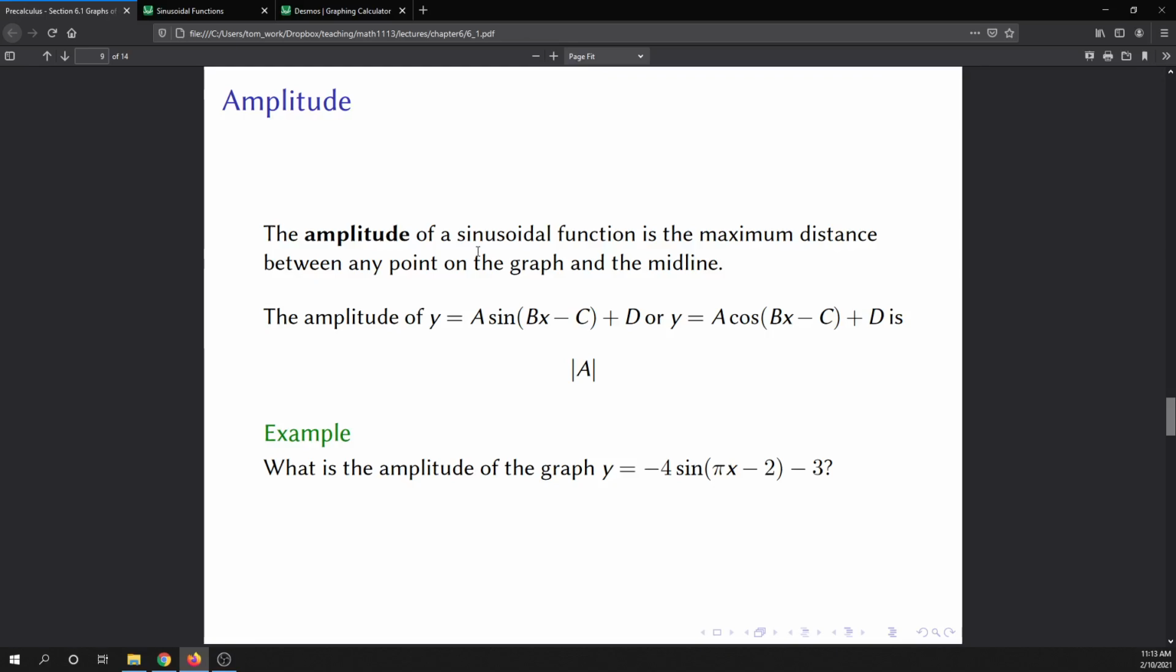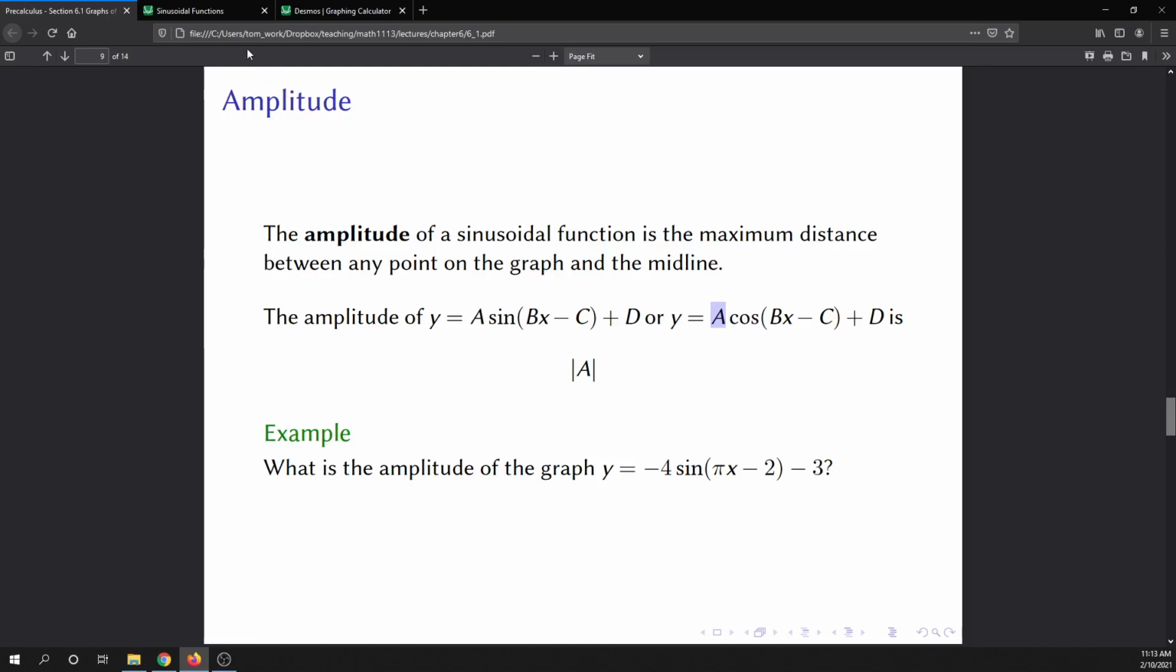And it is, again, pretty easy to find if you have the formula. Remember our formulas that we're using are y equals a sine bx minus c plus d, or y equals a cosine bx minus c plus d. And the amplitude is going to be the absolute value of whatever the a parameter is, so that number that's being multiplied on the outside of the sine and cosine function.